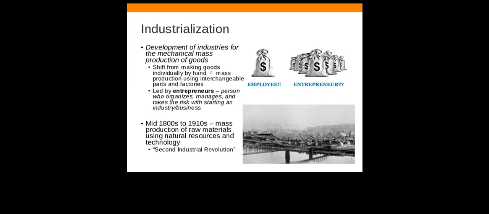And this all starts with industrialization. So, industrialization is the development of industries for the mechanical mass production of goods. So, when we're talking about industrialization, we're talking about factories. We're not talking about people in their homes or a small business making a product. We're talking about it happening on a huge scale. So it's the shift from making goods individually by hand to mass production using interchangeable parts and factories.